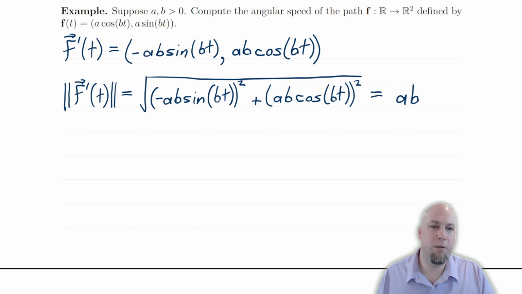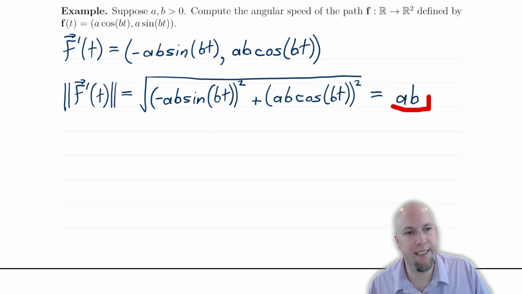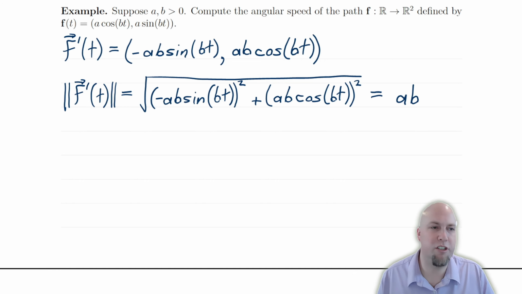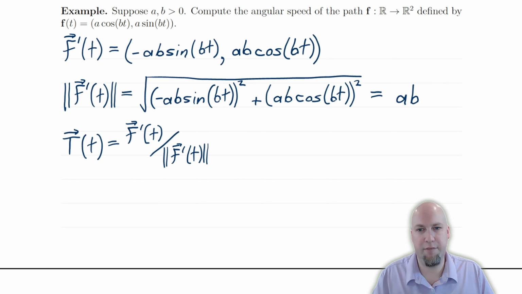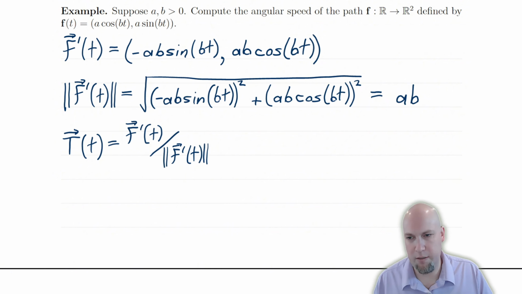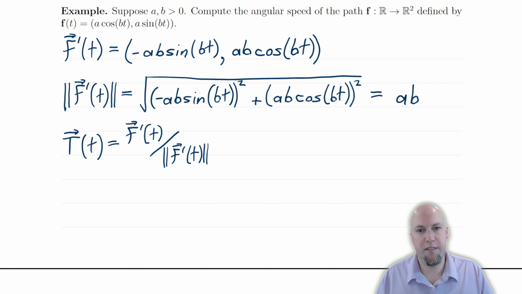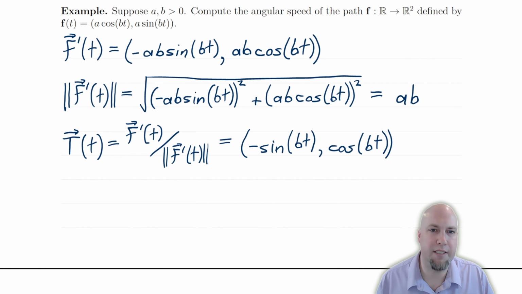Use the fact that sine squared plus cosine squared equals 1, and it's going to simplify down really nicely like this. The speed is just a times b. And then because now I have those two things, the velocity vector and the speed, I divide them, and that will give me the unit tangent vector, what we're calling capital T. So this is the tangent vector, but just rescaled to have length 1.